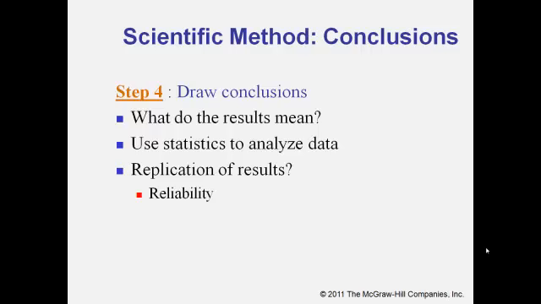Fourth step in the scientific method is to draw conclusions. What do these results mean? Okay. And this is where you are starting to use statistics to analyze data. And the statistics, again, are a tool that we use to help us understand the results we got. We're translating it into some values that we can pretty much quickly understand and be able to do something with.